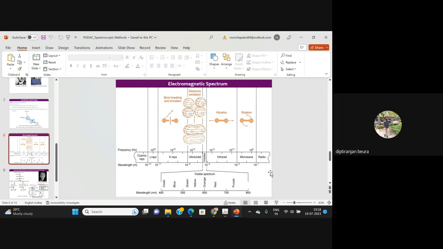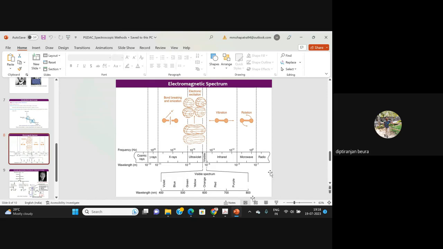Sunlight consists of infrared too. The hotness we feel from a black body or anything, that hotness is the thermal radiation. That is the infrared radiation. So sunlight consists of almost all electromagnetic radiations.